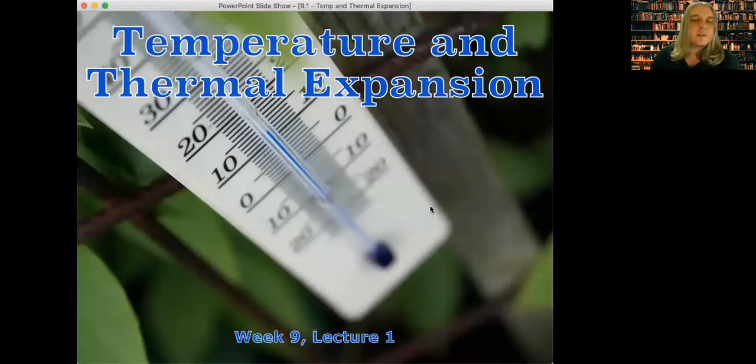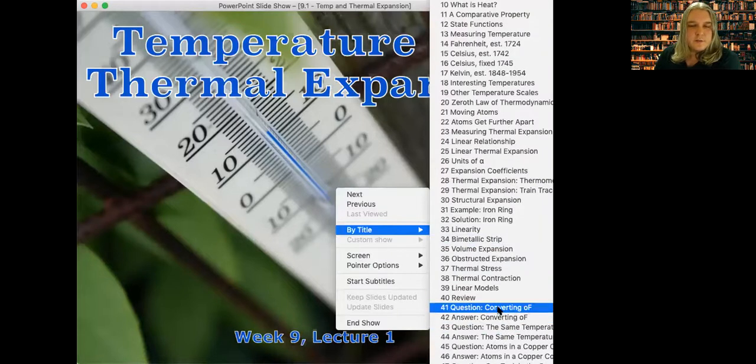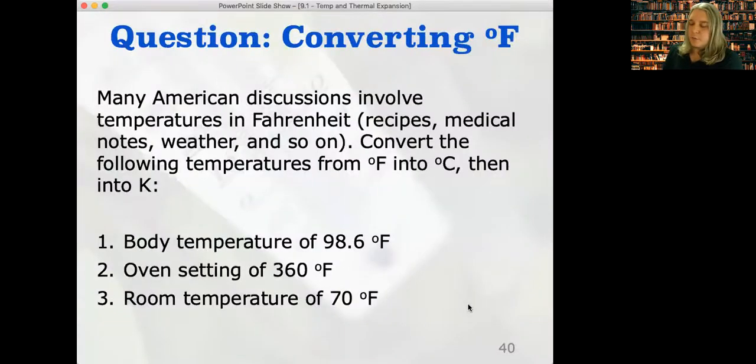This is going to be a bunch of questions relating to temperature scales and thermal expansion. As usual, we'll jump over to the slideshow, but we'll be using the document camera mostly for this one since it's all questions. Temperature and thermal expansion, we'll go straight to questions. First one, fairly simple, just relating to temperatures in Fahrenheit and Celsius.